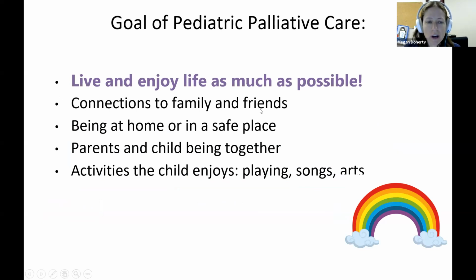They really value having connections to their family and friends. So children get very lonely in hospital. So it's very important, if you don't think you can cure the child and they could be managed at home, that we transfer them home. They love being at home. They think it's a safe place, and they don't like being in hospitals. Hospitals are very scary for children, much more than for adults.